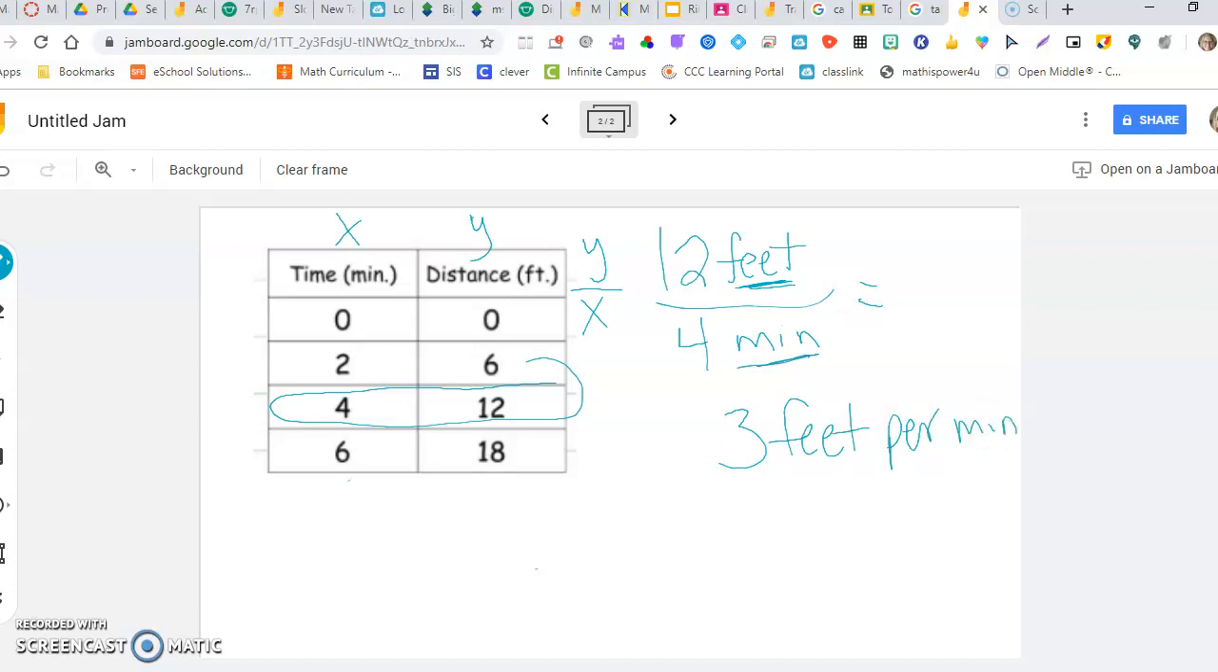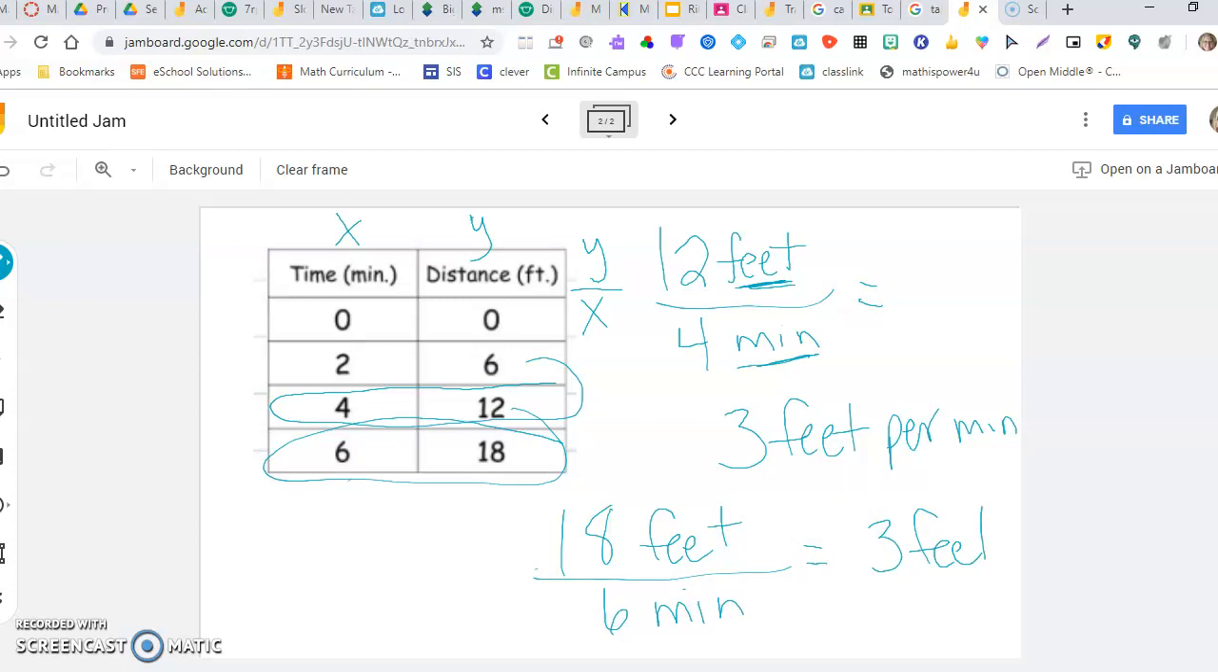Okay, let's take a look at another one. Let's do 18 feet divided by 6 minutes. That would be 3 feet per minute. So same answer. Same answer.